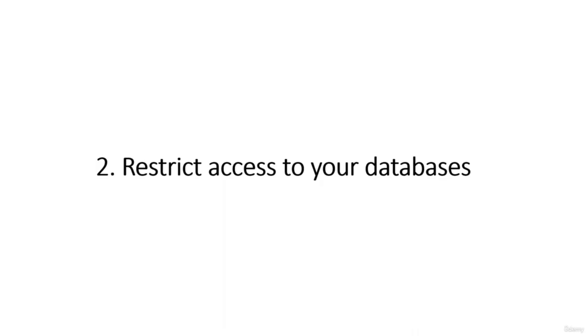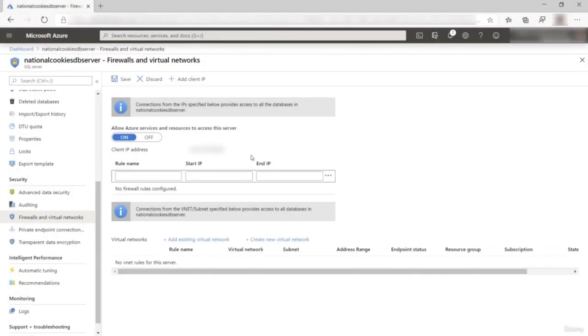The next best practice is restrict access to your database. You only want people and services that you choose to access your database. In all Azure databases, you can configure the firewall, which is enabled by default and blocks IP addresses that are not allowed. This is great for development and testing.